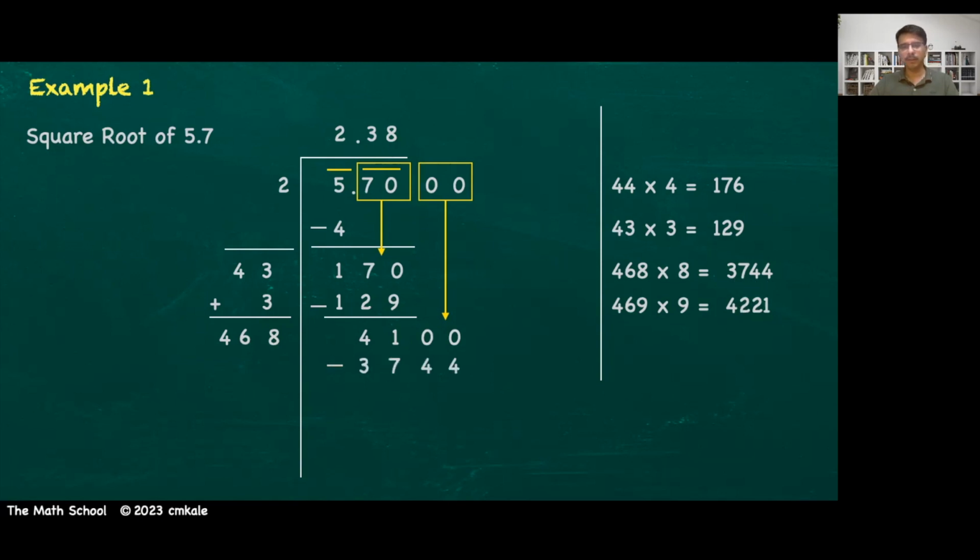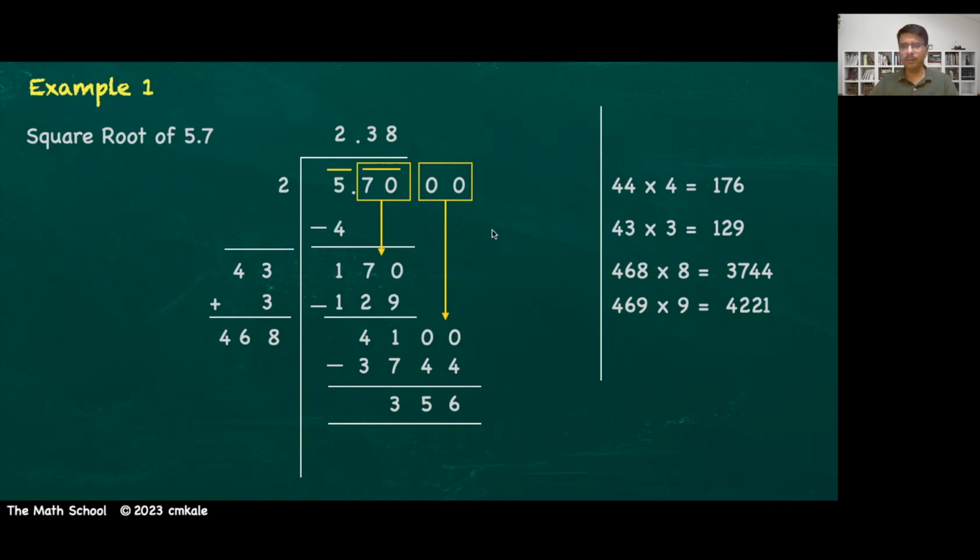And that is what is our number over here. Find the difference. Our difference will be 356, and that is our remainder. We can continue this process by adding more zeros, and we will get a more refined answer. But for this example, I restrict it to 2 decimal places. Therefore, the square root of 5.7 is 2.38. And we have figured that out with the long division method.